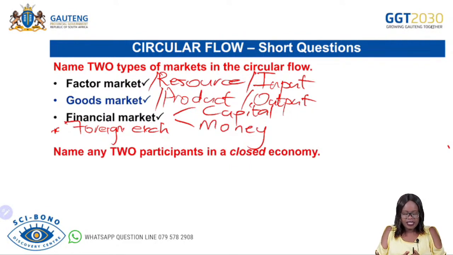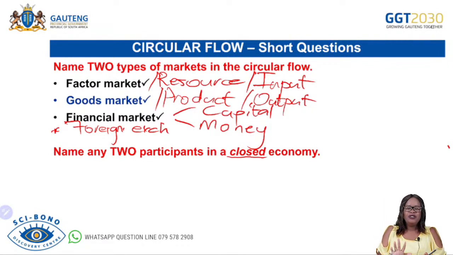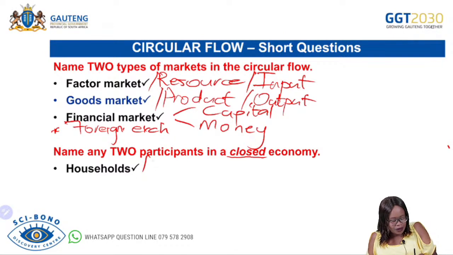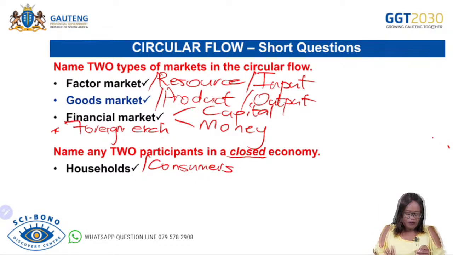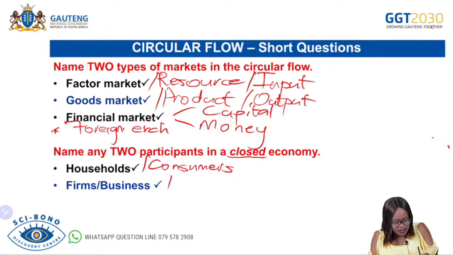The next question reads as follows. Name any two participants in a closed economy. Now, this one is being specific. In a closed economy, name any two participants. The two participants that we can mention are the households. Remember that households are also called consumers. And therefore, another participant in a closed economy is going to be the firms or businesses. And then we can also refer to them as the private sector.